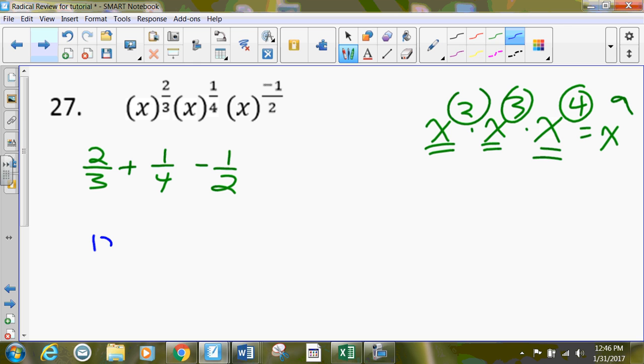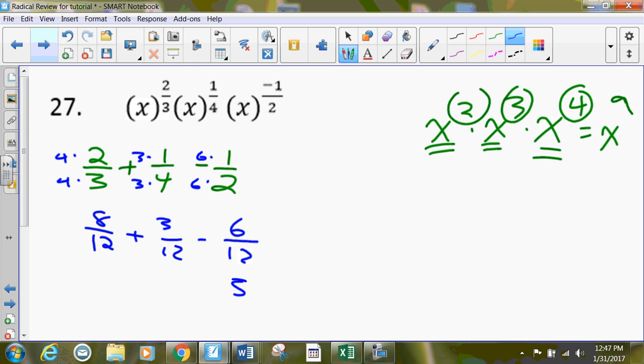So let's see, if I multiply the bottom by 4 to make that 12, I have to multiply the top. If I multiply the bottom by 3 to make that 12, I multiply the top. If I multiply the bottom by 6 to get 12, I multiply the top. Hopefully I don't make a mistake going this fast. So 8 plus 3 is 11, 11 minus 6 is 5, so that's 5/12.